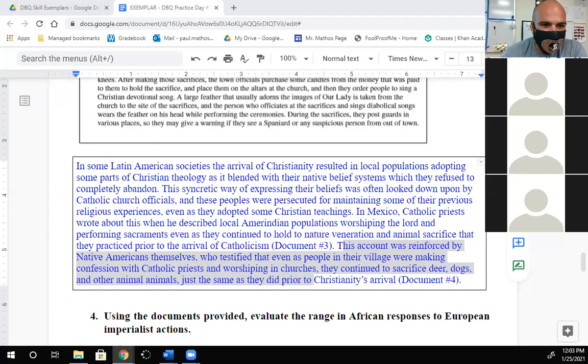Excellent one there. In Mexico, the natives live too far. They don't perform sacrifices. Yeah, document 3. She uses document 3. In Oaxaca, Mexico, the Native Americans would confess to their own. In document 4, yes, that is great. I almost like yours better than mine, Favor. Great job there.